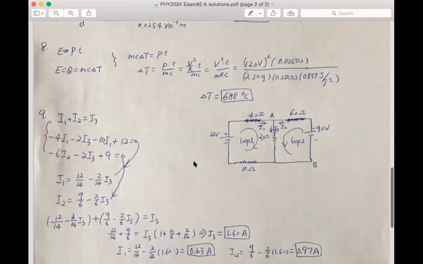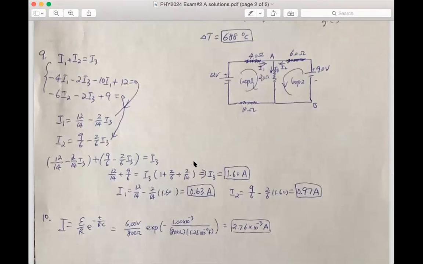Number 9 in version A, you also got number 9 in version B. Okay, so it's the same. But we are asking for different current. I think in A, we are looking for current going through this resistor. In version B, we are looking for current going through this resistor.